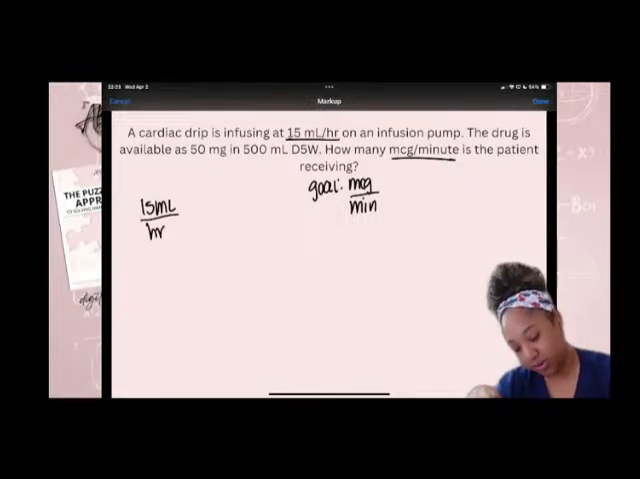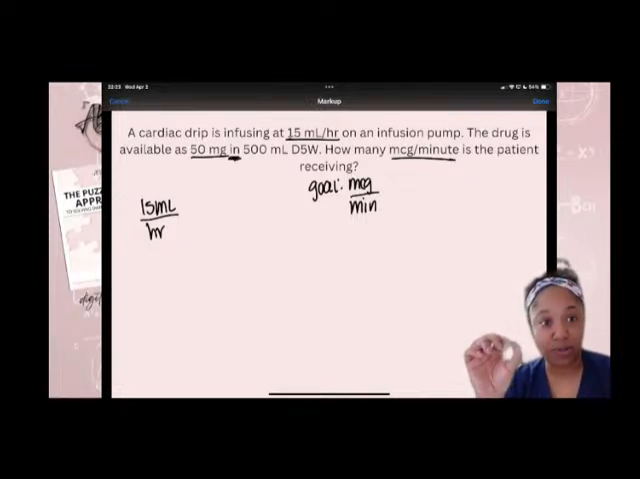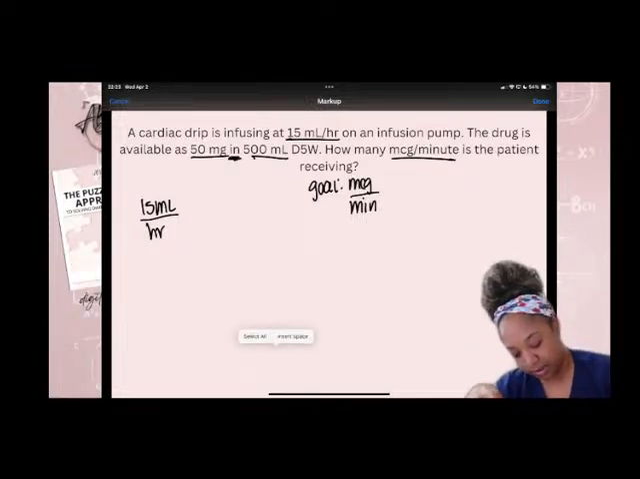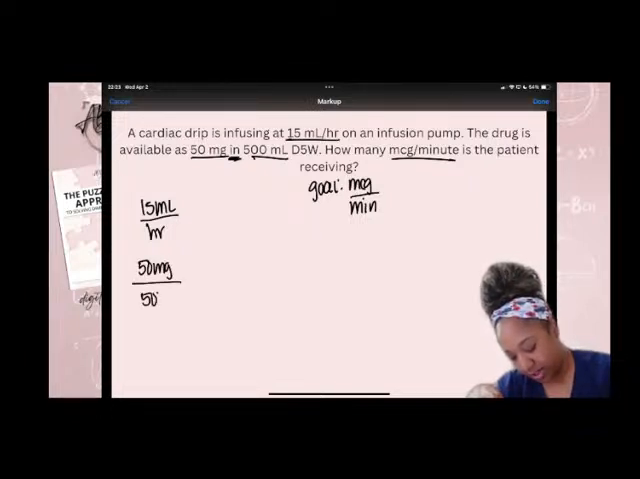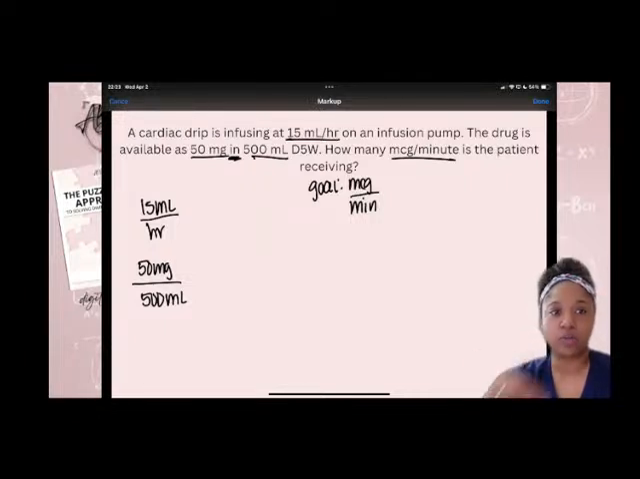All right. The drug, 50 milligrams in. That word in, that's the wedding ring. That joins it, okay? In 500 milliliters. So 50 mgs and 500 milliliters. Okay, so what are we going to start with? I'm going to see if y'all paying attention. What are we starting with?